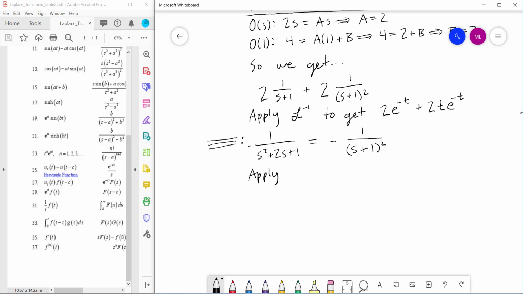We can apply our inverse Laplace transform to get, this one's going to be negative, and again, it was just 1 over s plus 2 squared. 1 over s plus 2 squared gave us the t e to the negative t. So t e to the negative t.